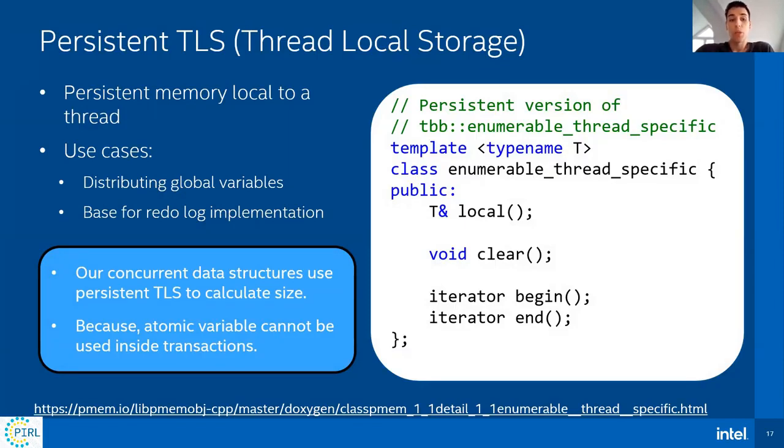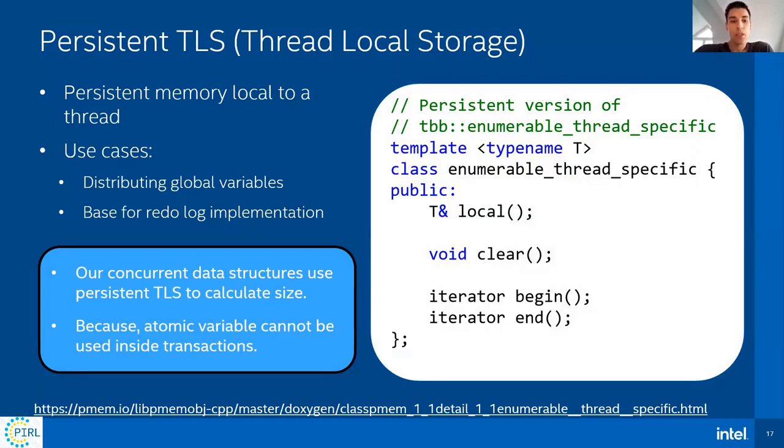Persistent TLS is used, for example, to implement a distributed size variable. This is especially important for concurrent data structures where we cannot update the global size in a consistent manner without locks. This is because we cannot use transactions with atomic variables. So one solution is to use a per thread size, which can be modified as part of a transaction along with operations like insert or erase. Those per thread sizes can then be summed up on recovery. In our data structures, for example in concurrent map, we also have a volatile global size, which is updated using normal atomic instructions, so that calling size is pretty fast.